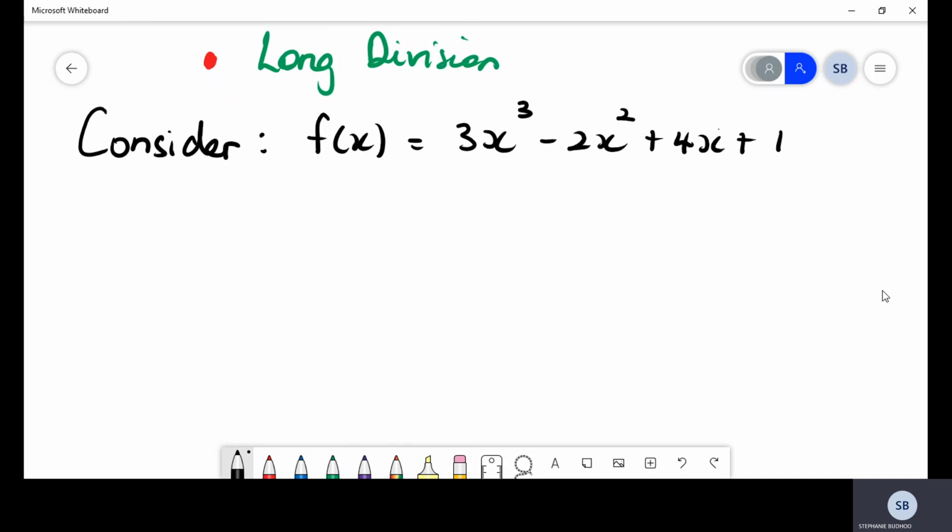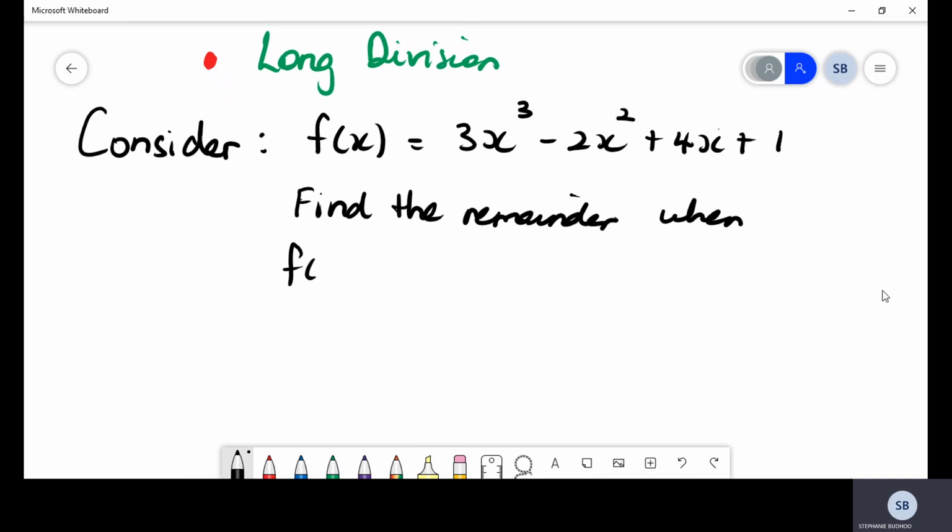So what if we are given a polynomial and the question is telling us that they want to find the remainder when our function is divided by, let's just say, x plus 1. Now, we can definitely use the remainder theorem to easily calculate the remainder.